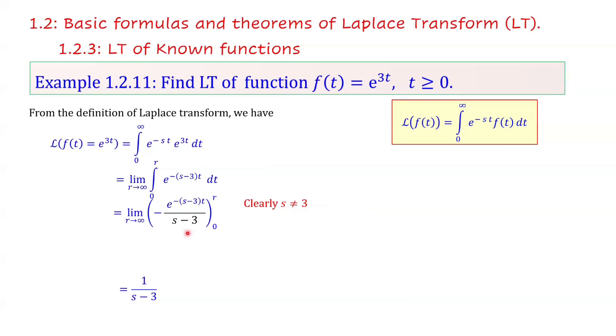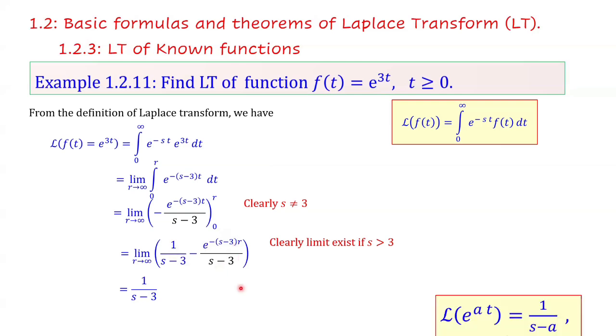But now the question is whether s is greater than 3 or s is less than 3; we will find it out. If we see the limit here, it is 1 over s minus 3 minus e to the power minus (s minus 3)r over s minus 3. Now if s is less than 3, then the exponent term will be positive, and when r tends to infinity it goes to infinity, so the limit does not exist. Therefore s should be greater than 3. The limit exists if s is greater than 3. Now if you take the limit, this goes to 0, so we are left with 1 over s minus 3.